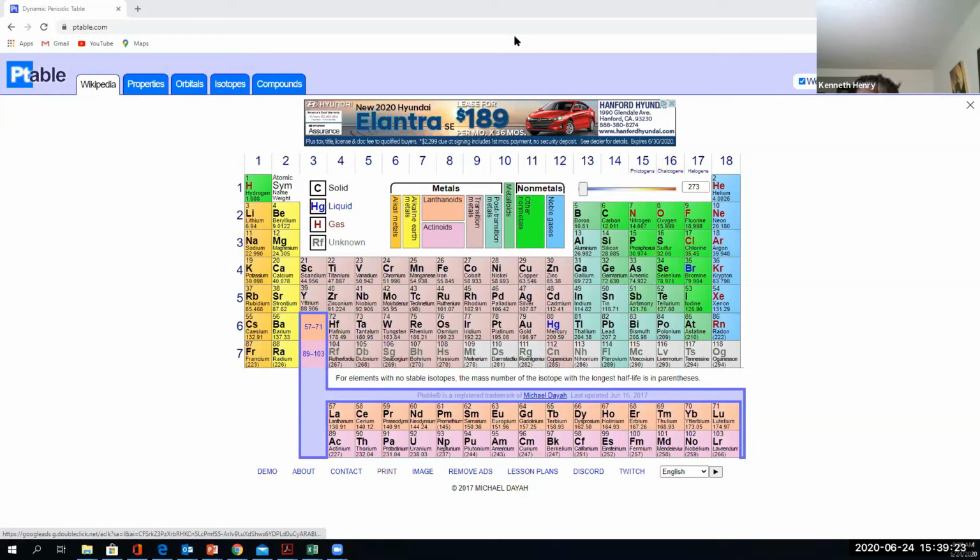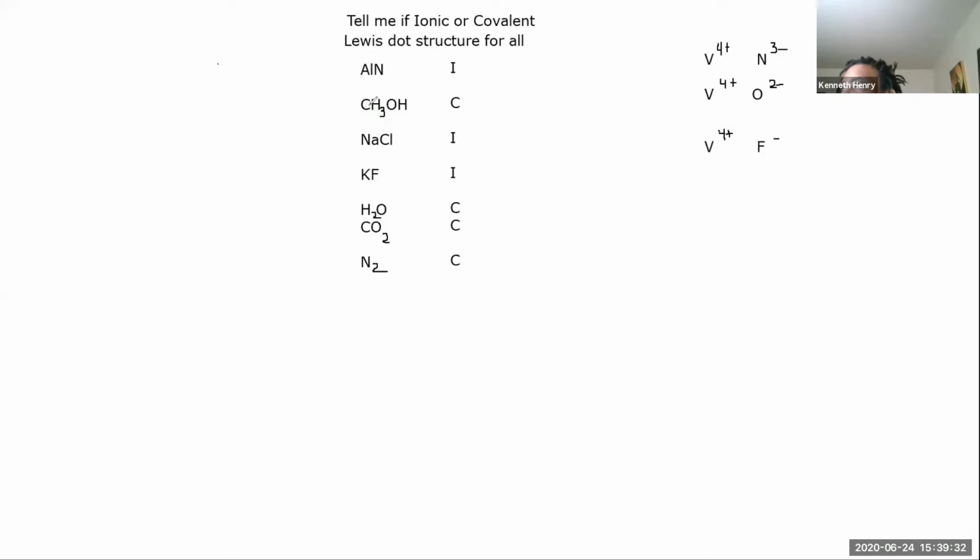Okay, so let's take a look at the questions that we have. Here, carbon, hydrogen, oxygen, hydrogen. You look on your periodic table, are those all non-metals, or are they metal and non-metal? CH and OH. So you look at carbon, hydrogen, and oxygen. Are they metals or non-metals?